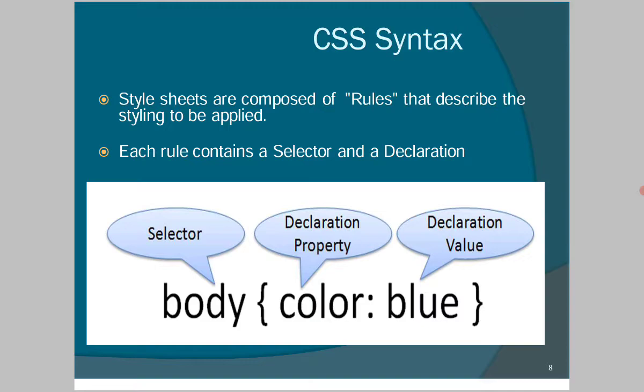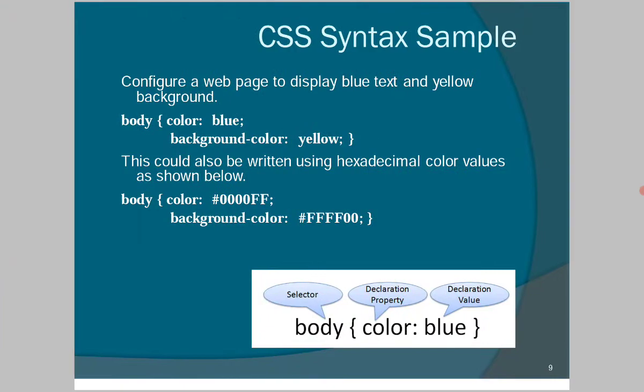So what is the color? Color is the property, a single property of the HTML page, followed by a value. What is the value? Blue. Blue is the declarative value, color is the declaration property, and body is the selector. So this is the syntax of CSS, or a style sheet, or cascading style sheet. So, CSS syntax samples.